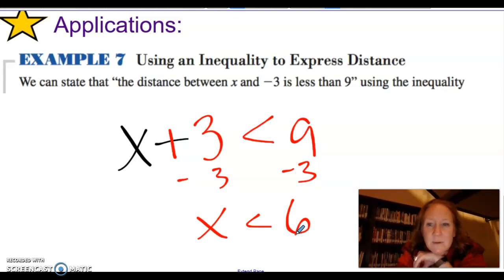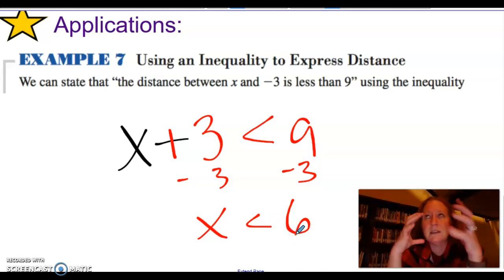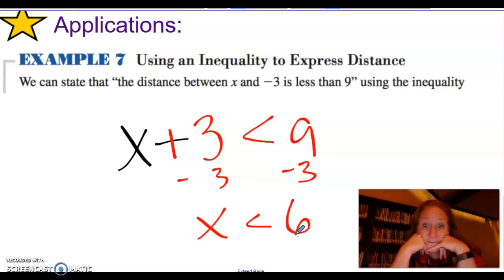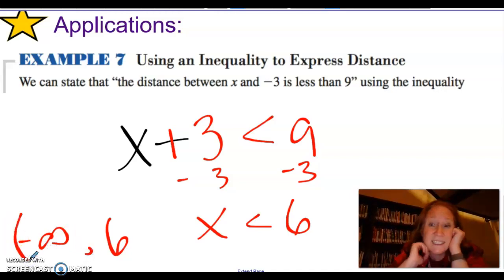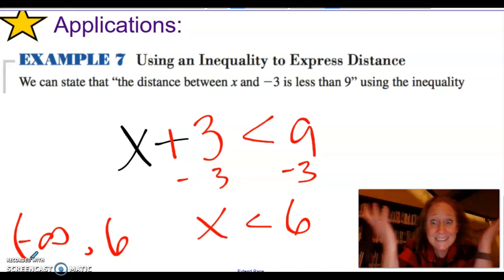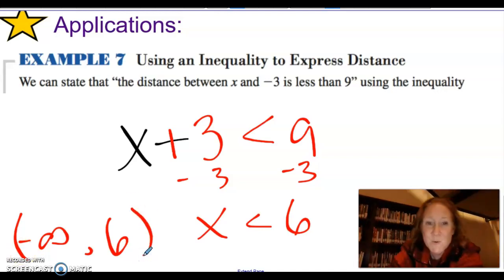Hey, can you write that in inequality or in interval notation? If x is less than 6, 6 is the biggest. Negative infinity is the smallest. 6. What goes around the 6? Yeah, that. Woohoo! Okay, a little bit more. Let's see 1 or 2 more things.